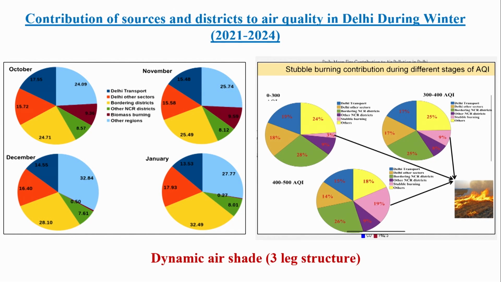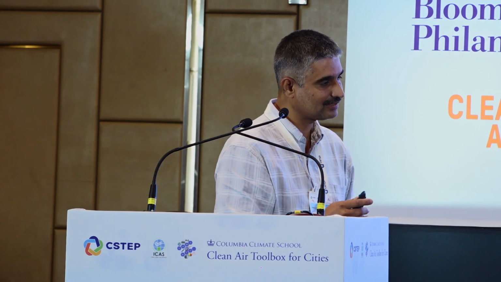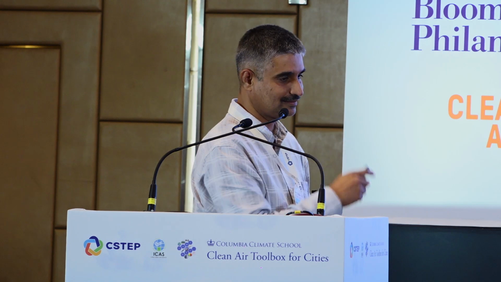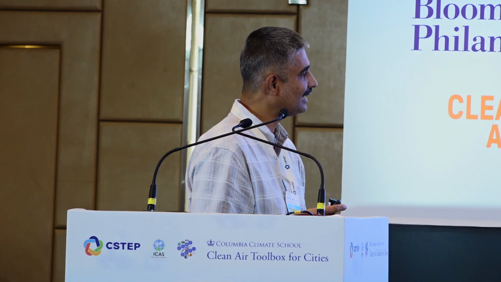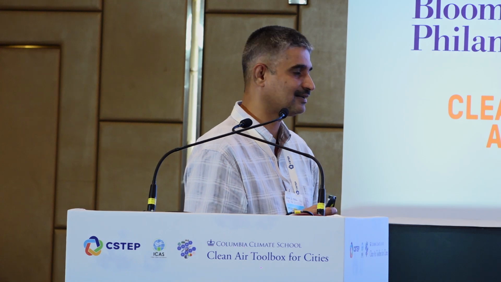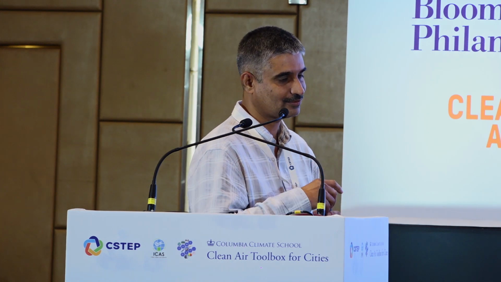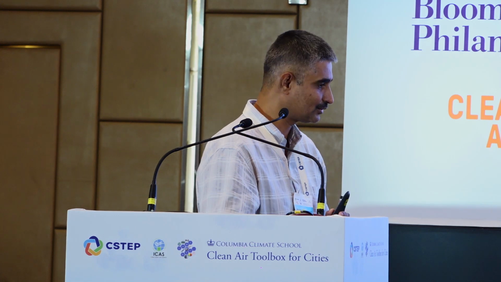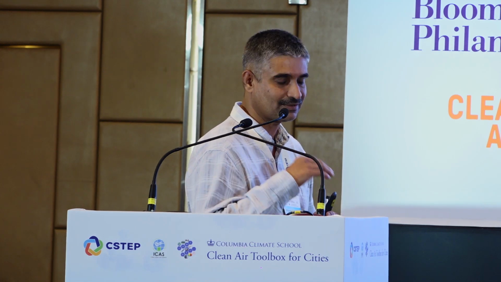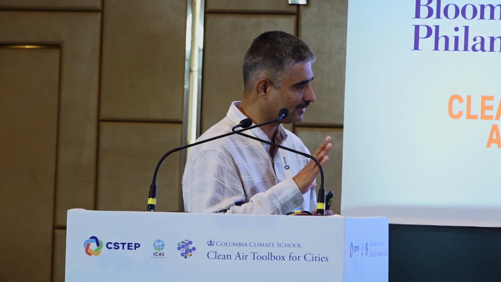But what is coming from this system? If you look at the 5 years of air quality distribution in Delhi, particularly during winter months and the season when biomass burning is active, Delhi has a dynamical airshed, and you cannot target the actions only to Delhi, and it has a 3-leg structure. So if you look at the distribution, 30% of the contribution to air quality in Delhi is coming from sources within Delhi. Another 30% is coming from the districts surrounding Delhi, somewhere around 24 districts. But around 35% of the contribution is coming from outside the NCR region. So it is a larger Indo-Gangetic region.